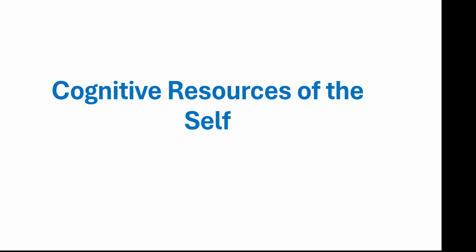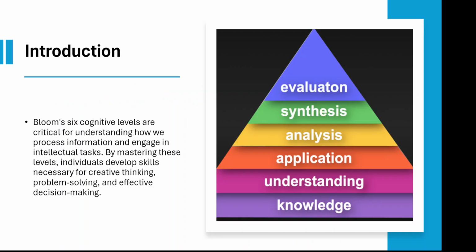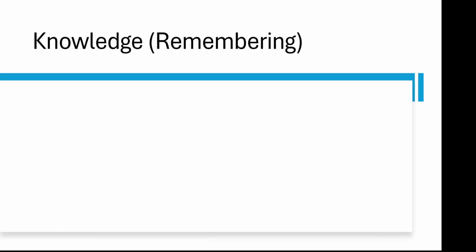Let us see the cognitive resource of the self. As per Bloom's taxonomy, we know that there are 6 levels. The first one is knowledge, understanding, application, analysis, synthesis, and the highest level is evaluation. So Bloom's 6 cognitive levels are critical for understanding how we process information and engage in intellectual tasks. By mastering these levels, individuals develop skills necessary for creative thinking, problem solving, and effective decision making.